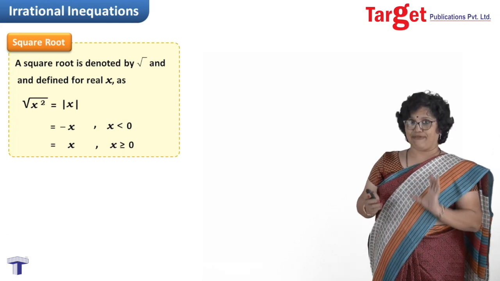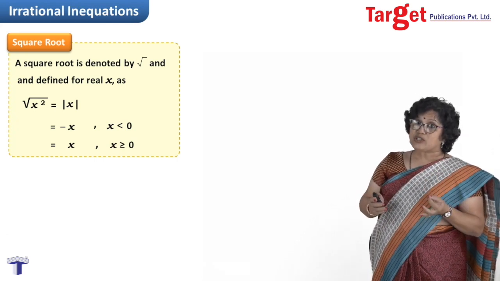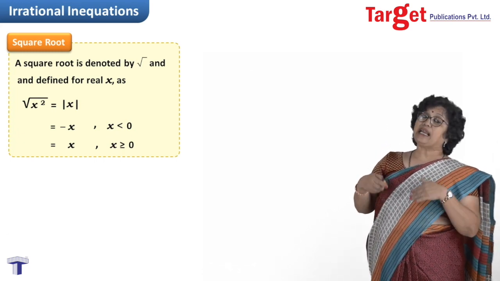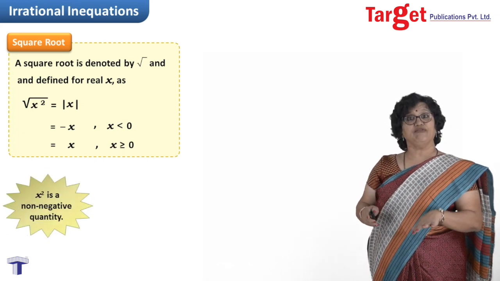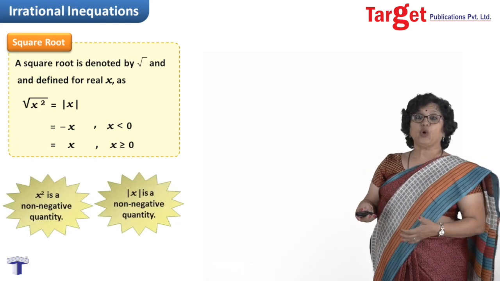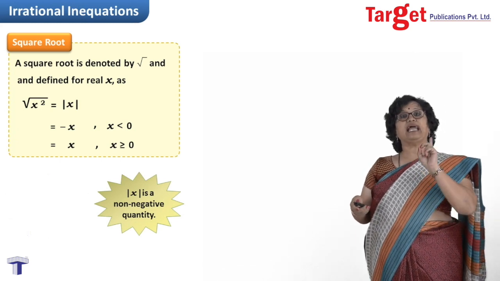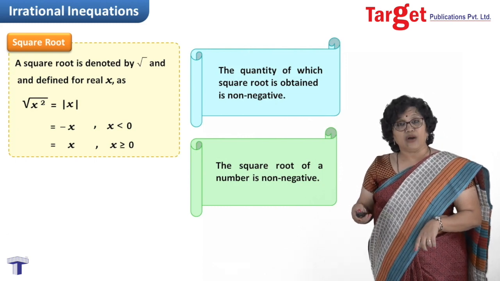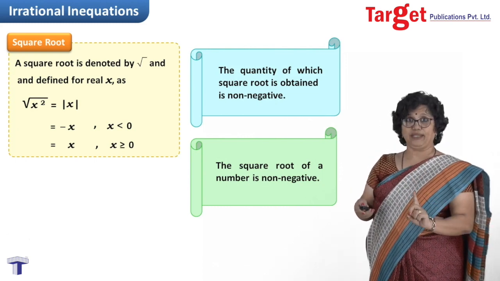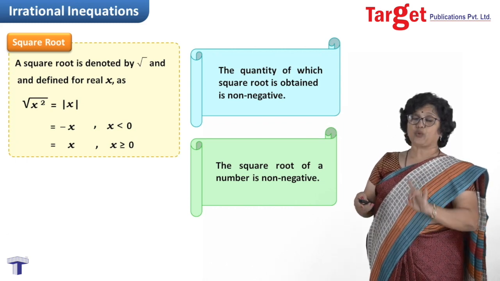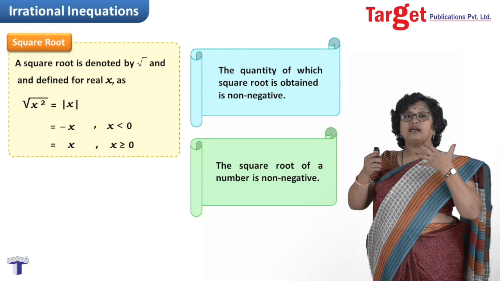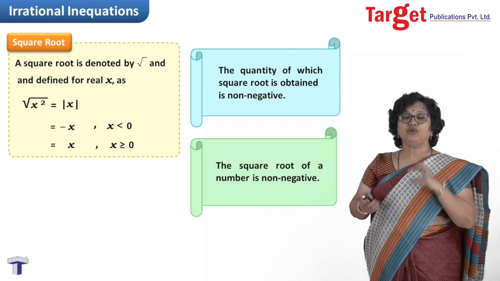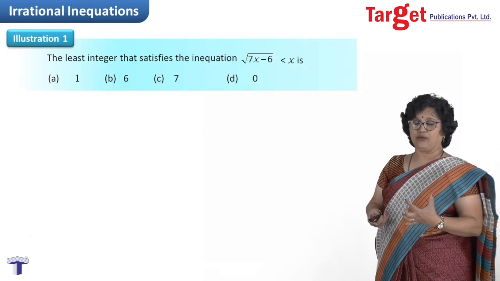Now, if you look at the definition, you will realize that inside square root, I have written x square, which is itself a non-negative quantity. And I write its answer as absolute value of x, which is again a non-negative quantity. So, we realize that the quantity of which we find square root has to be non-negative, and the answer for square root is also a non-negative quantity. I am repeating it again and again, because these are the two things which you have to use when we start solving irrational inequations.